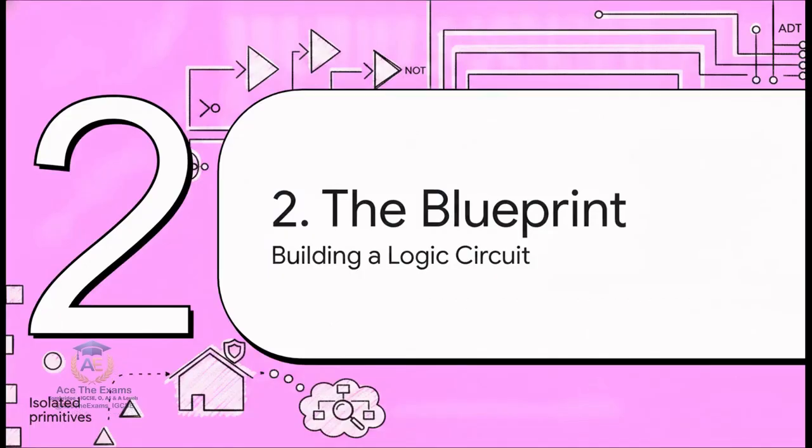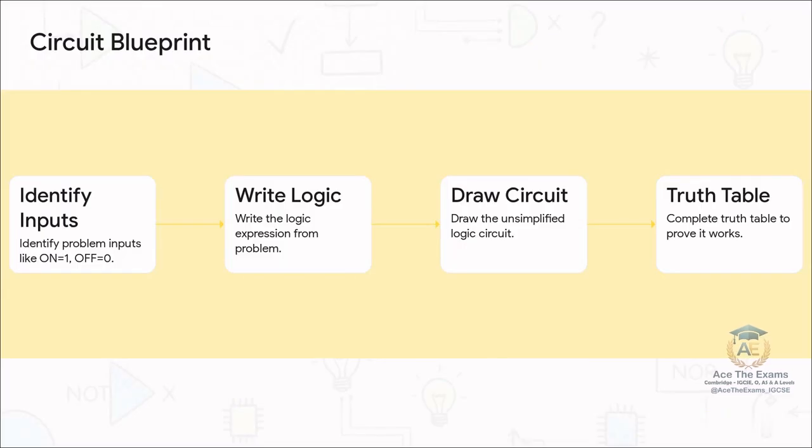Moving on to Section 2, the blueprint, building a logic circuit. This step-by-step process we're about to walk through is exactly the blueprint you need to execute in the actual exam hall. Imagine getting this plain English problem statement. A safety system uses 3 inputs to a logic circuit. An alarm X sounds if input A represents on and input B represents off, or if input B represents on and input C represents off.